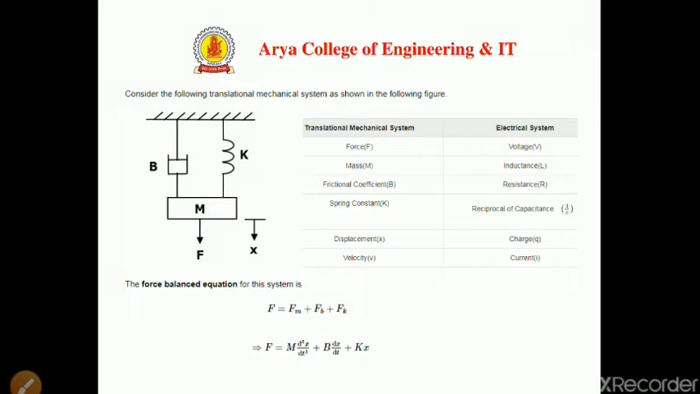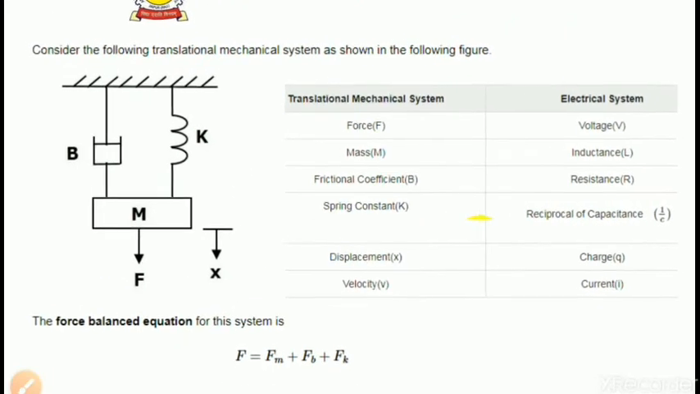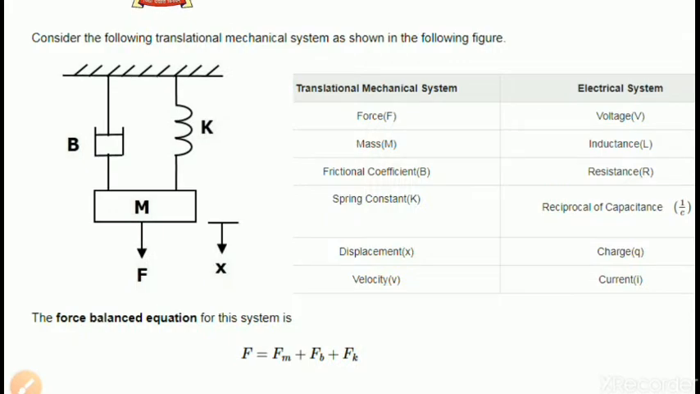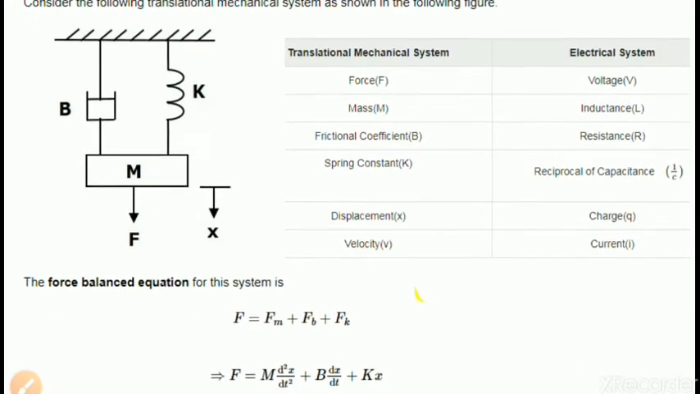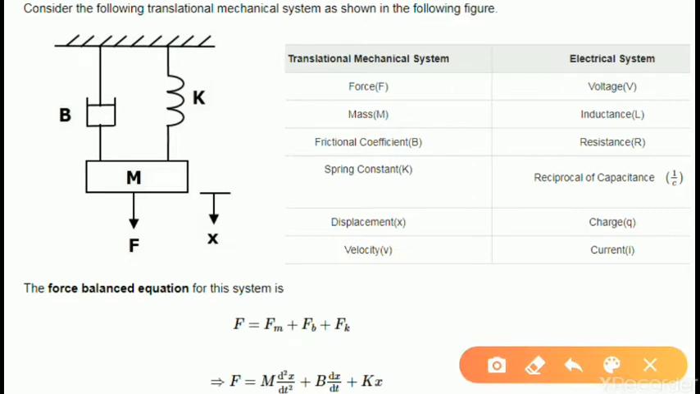Let's start with a simple modeling of a translational mechanical system. We have a translational mechanical system in the diagram, in which we have a dashpot, spring and mass. So we have all the three elements for the mechanical system, and we are applying the force on the mass, and there is a displacement of x. So we have to find out the free body diagram for the given structure.